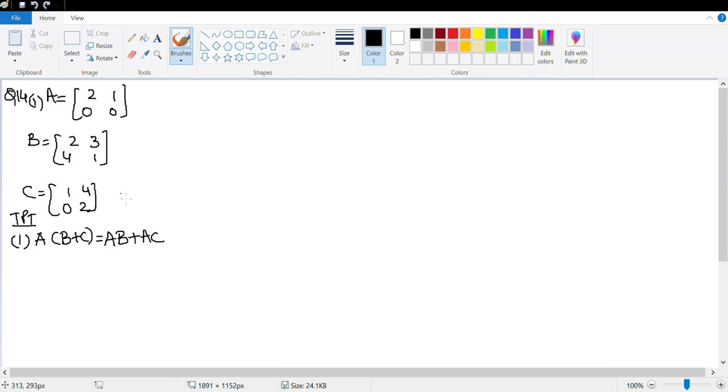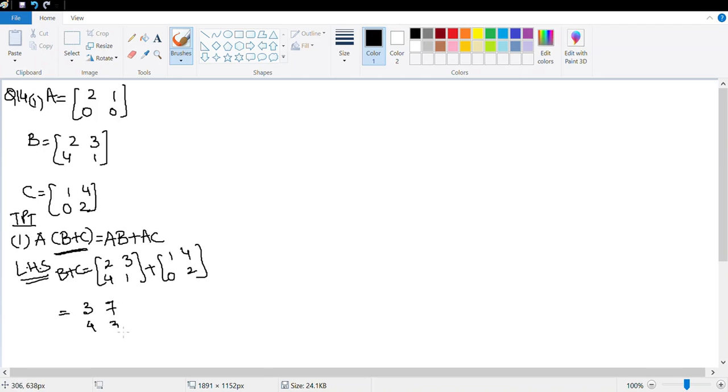Whenever we have a question, we open the bracket first. So in this case, let me solve. We are working with left hand side first. B plus C will be equal to 2, 3, 4, 1 plus 1, 0, 4, 2, which will be 3, 7, 4, 3. Adding the corresponding terms. So this is B plus C. This becomes 3, 7, 4, 3.